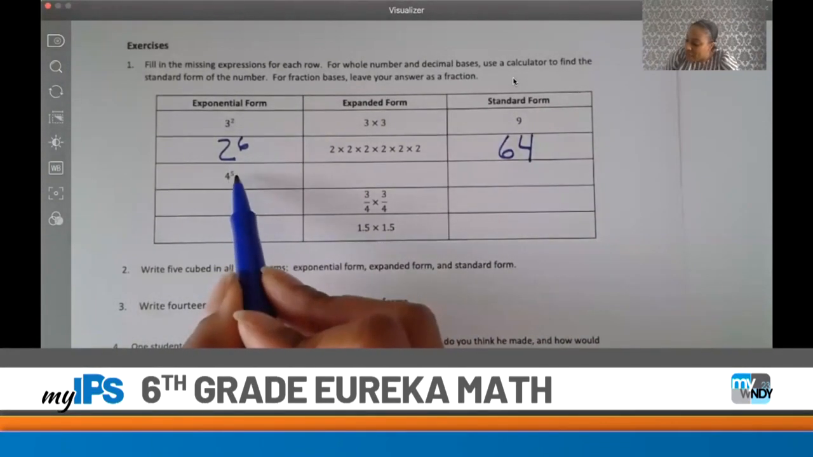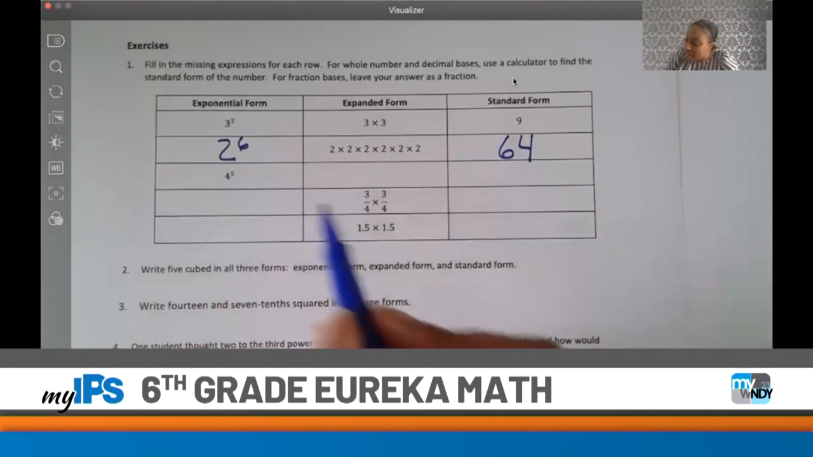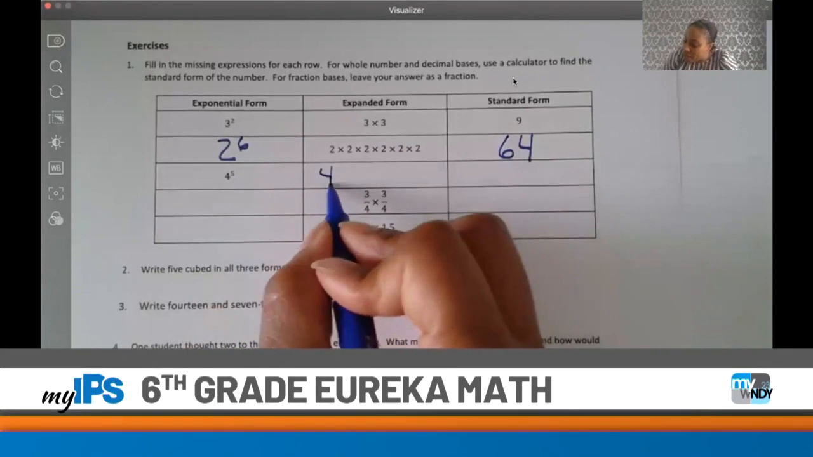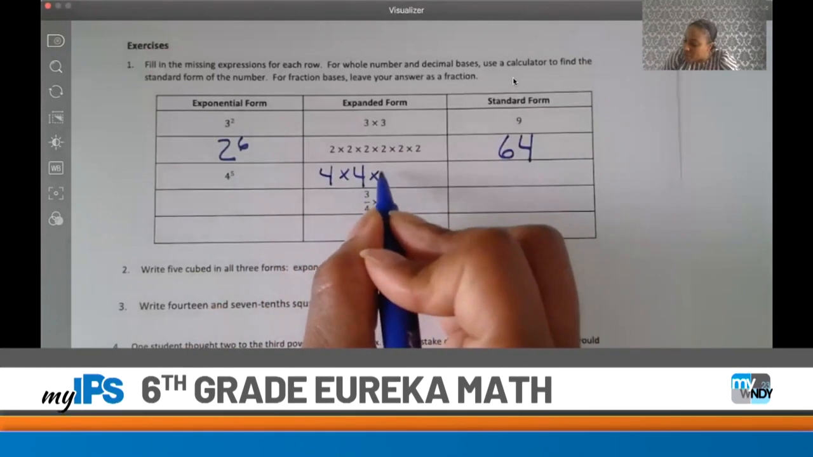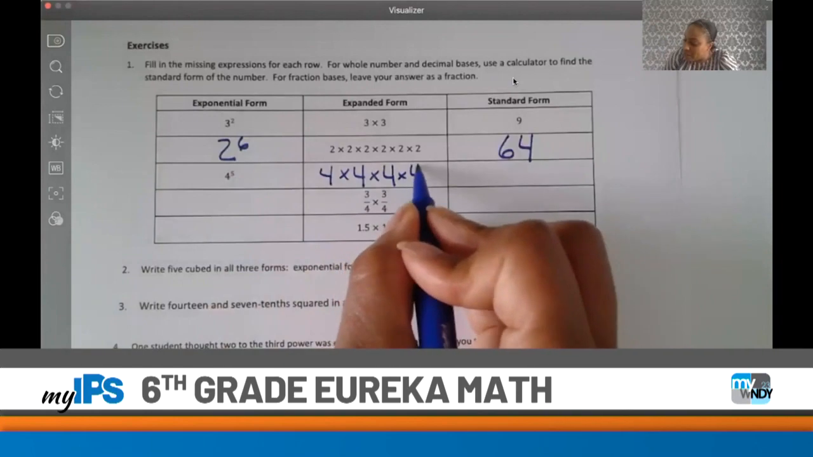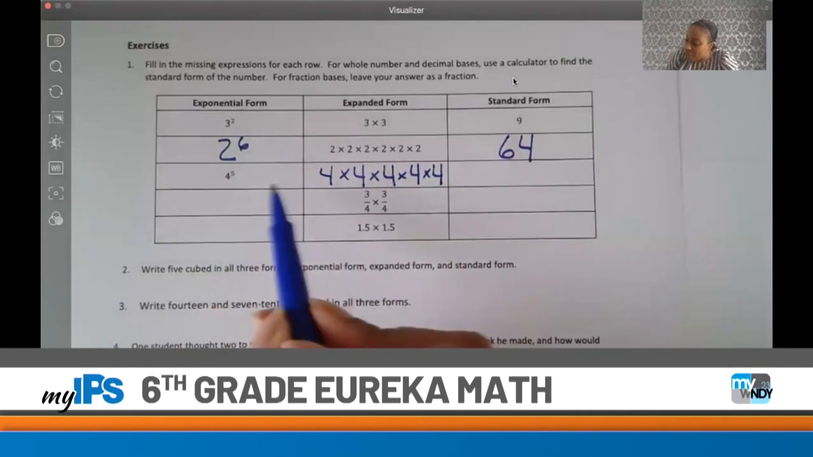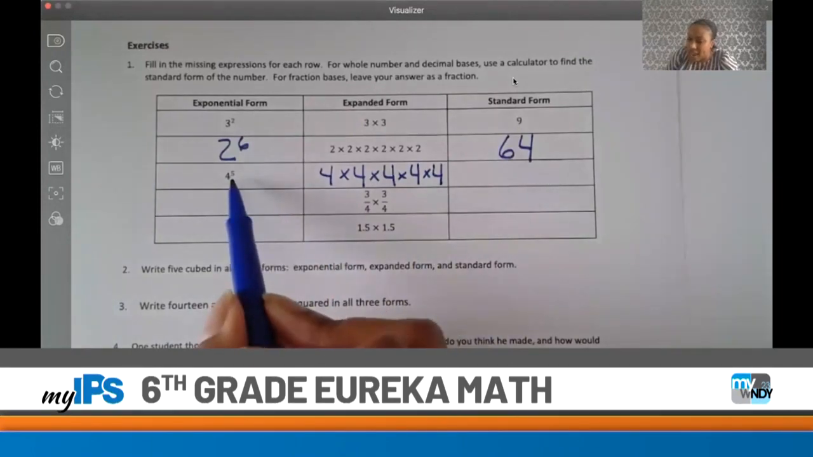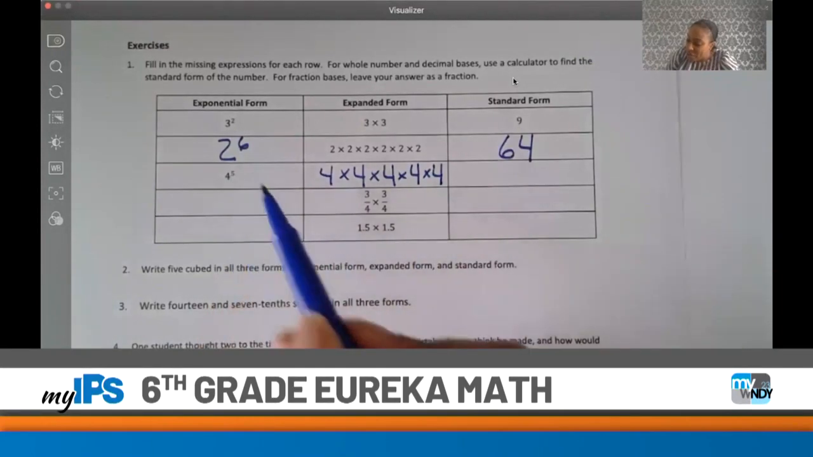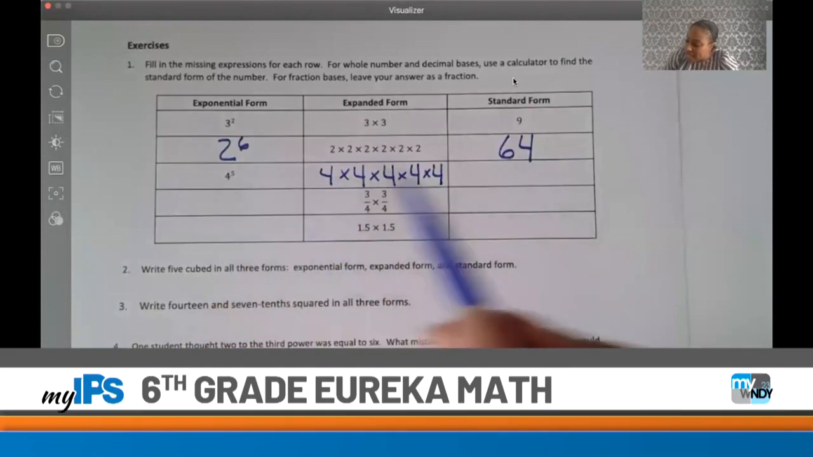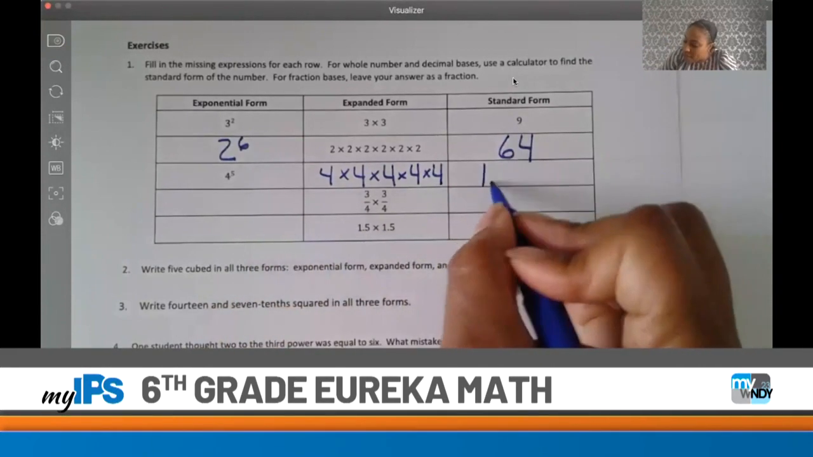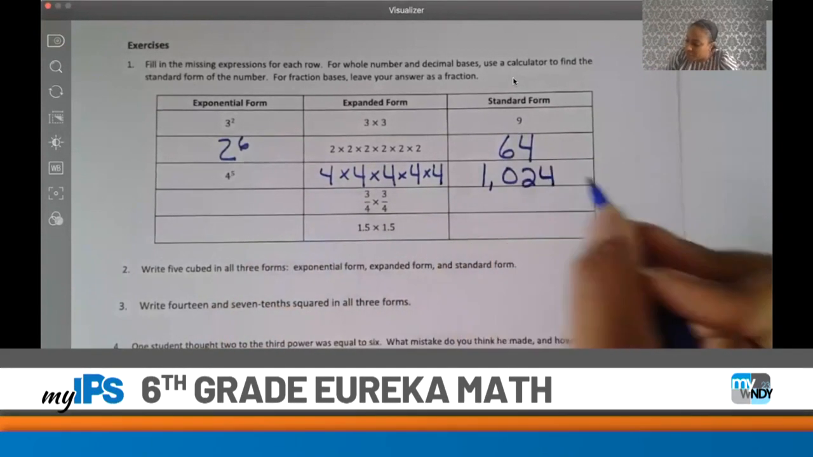4 to the 5th power, written in expanded form, will be 4 times 4 times 4 times 4 times 4. I know that I'm correct because I have 4 written 5 times. Now 4 to the 5th power in standard form is 1024.